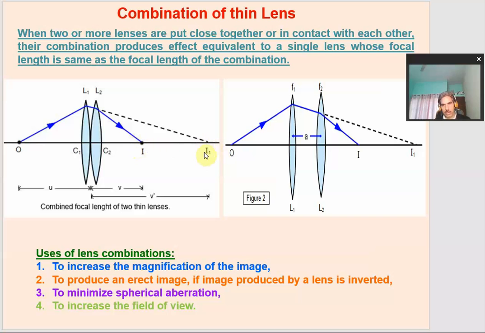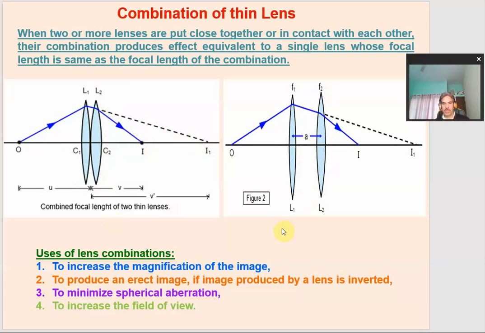Now this point I1 will act as the virtual position of the object for lens L2, for which lens L2 is making the image at position I. So I1 will behave as a virtual object; or we can say if in actual practice the object was lying at I1, then its image would be formed at I. This is how the lens combination works, and so is the case with the second combination. The only difference is that the distance between the lenses plays a role here. We will discuss this in the coming steps.